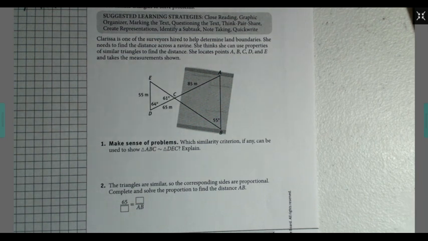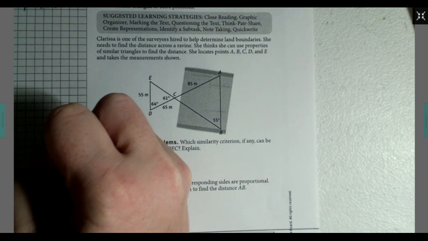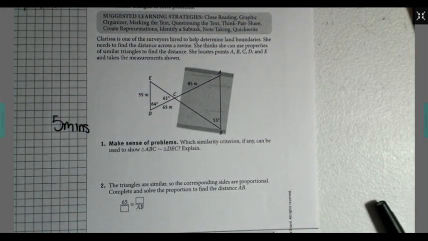For these two problems, I want to give you about 5 minutes to see if you can identify, if any, a similarity criterion to prove that those two triangles are similar, and then to find the distance of AB. Go ahead and pause your videos now.